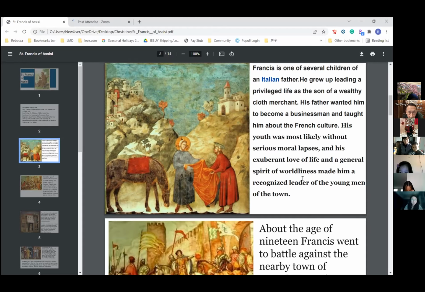About the age of 19, Francis went to battle against the nearby town of Perugia. Francis was captured and taken prisoner. He was held prisoner in a dungeon for a year before his father paid the ransom and he was set free.